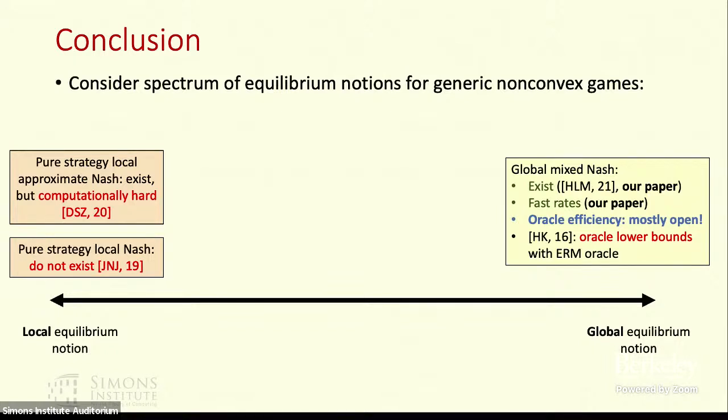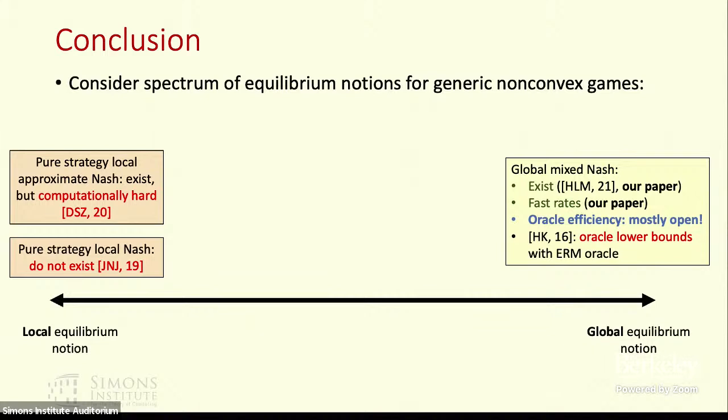Unfortunately, there are some negative results in the literature on oracle efficiency. So Hazan and Koren show oracle lower bounds for computing Nash equilibria, even in two-player zero-sum games, with an ERM or empirical risk minimization oracle. This is fairly disappointing. It basically tells us that you can't get oracle efficiency with respect to this oracle.